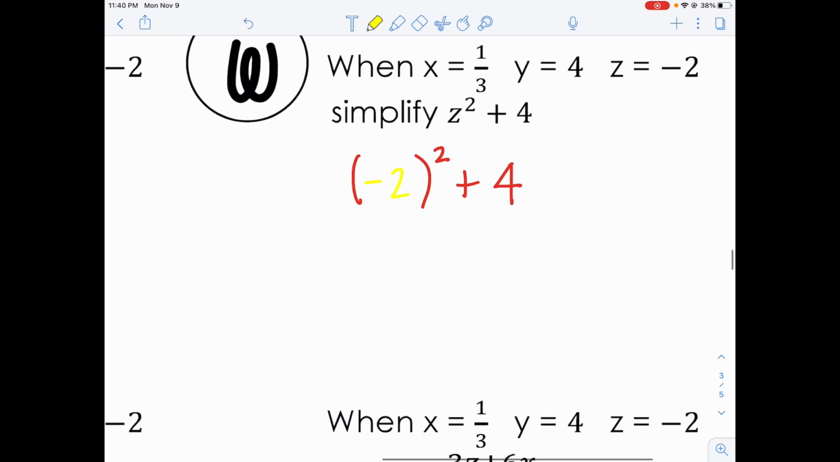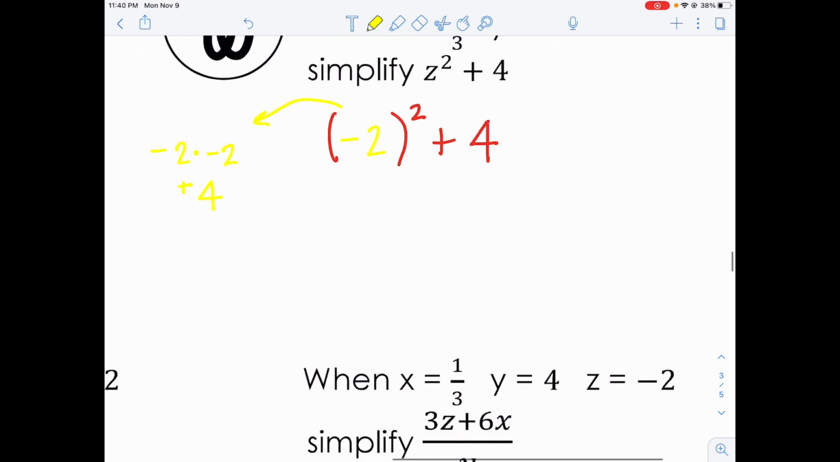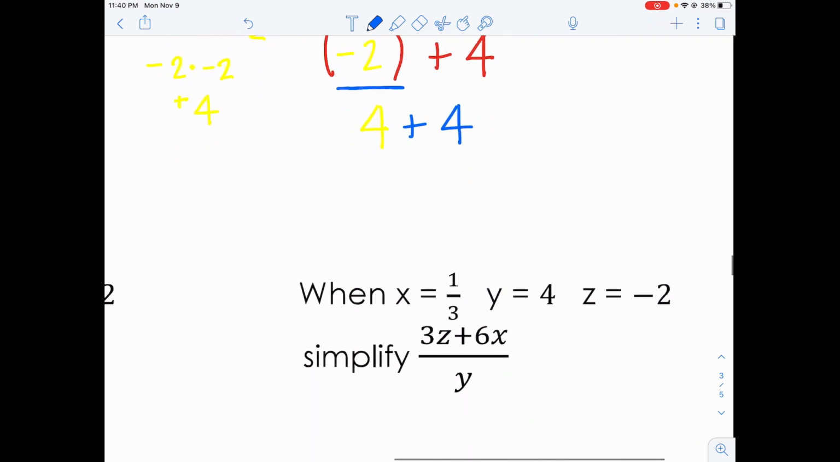Please remember, this is -2 times a -2. So I'm going to model this over on the side. -2 times a -2. A negative times a negative means my answer will be a positive, and 2 times 2 is 4. So a -2 squared is positive 4. After I have simplified that, I'm going to bring down everything I have not used yet, which is the +4. And finally, I'm going to simplify. 4 plus 4 is 8.